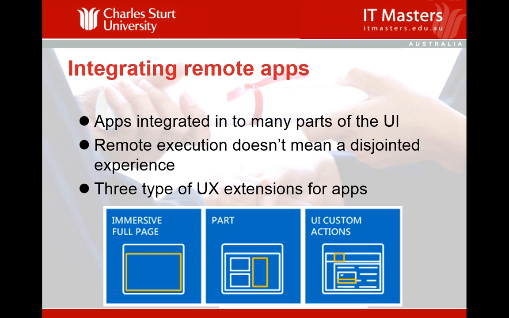Essentially what we've got with the apps is this framework now where we can still do a lot of these hooks into different parts of the UI, but it's now actually going to call out to our remote services and our remote URLs. So there are three types of UX extensions for apps. And when I say UX, I'm talking user experience. So things that the users are going to see and deal with.